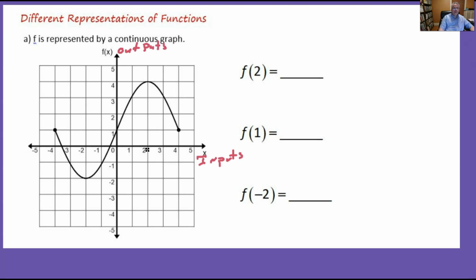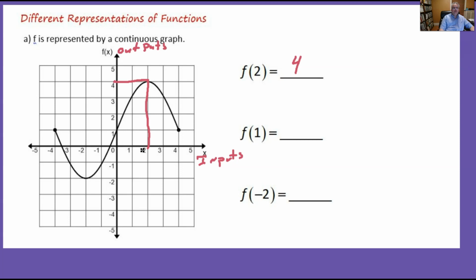To locate 2 on the x-axis, we go up to the graph, and then we go over to the y-axis and read off the output. So when a function is specified by a graph, that's pretty easy to do. Locate the input on the x-axis, go up or down to the graph, read off the y-coordinate. That's the output for that input.